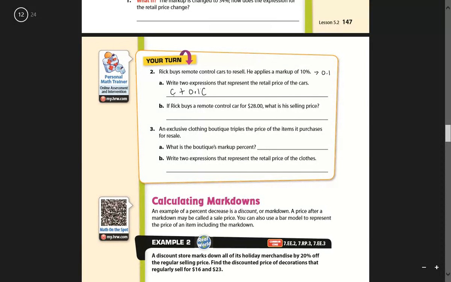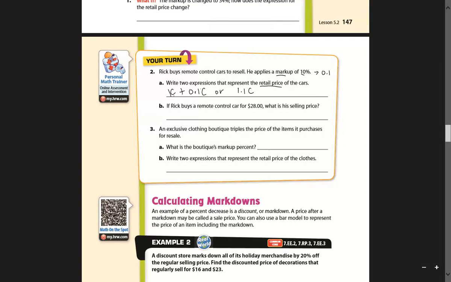So when we add this together, if there is no number in front of the variable, understood there is 1 there. So 1C plus 0.1C is equal to 1.1C. So this is another way to write the expressions. We have C plus 0.1C or 1.1C. Those are the two expressions that represent the retail price. So we're looking for the retail price with a markup of 10%.